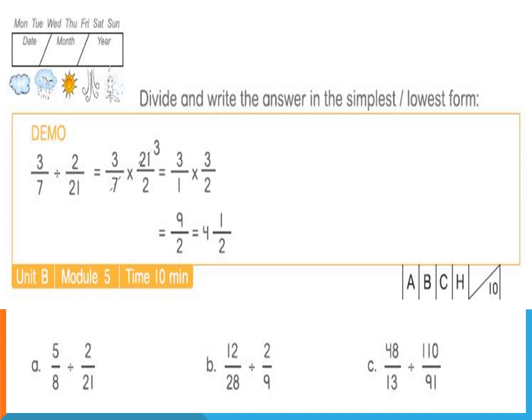Let us start with module number 5. Here what we have to do is divide and write the answer in the simplest or the lowest terms. So look at the demo. We have to divide 3 by 7 by 2 by 21. When we encounter a division in fractions, we convert the division into a multiplication sign, and while doing so, we just reverse the fraction just after the division sign.